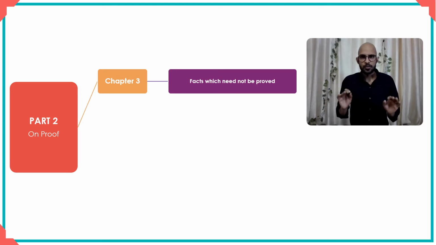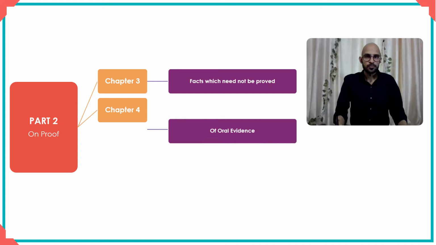Now, chapter 3 talks of facts which need not be proved, which means the court says that if there is any such fact, well, you need not prove it. There's no need for you to go ahead and show evidence for it. I'll talk about it in detail. Just wait for a moment.